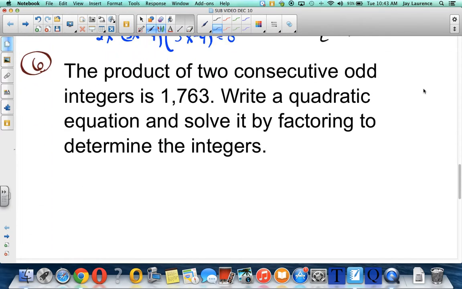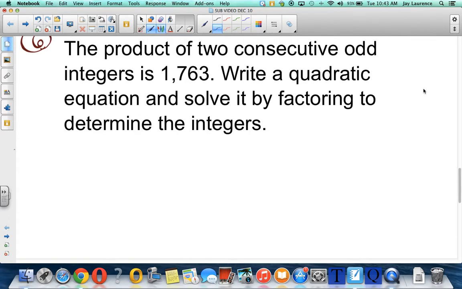All right, here's another one. This one's a little different. The product of two consecutive odd integers is 1,763. Write a quadratic equation and solve it by factoring to determine the two integers. All right, go ahead and pause the video, see what you can do with that.